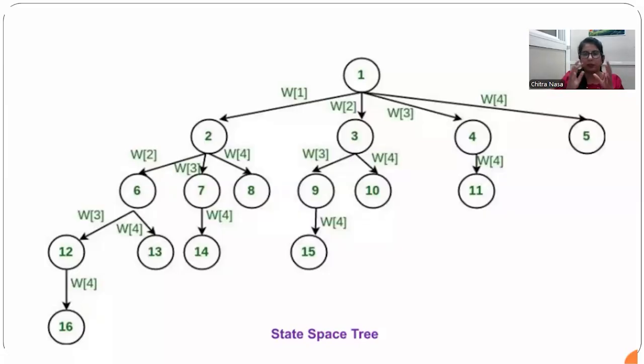So these are the possible conditions which we are trying to mention in a state space tree, like including the item or not including the item, right? That's why we're considering it an exhaustive approach. Without checking for the constraint, we are just exploring each and every path here.